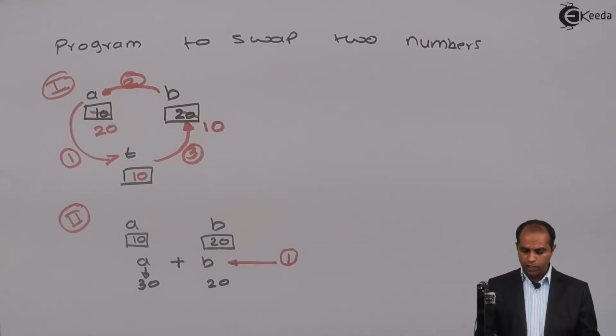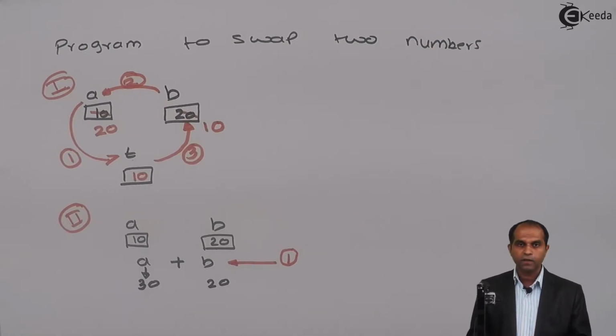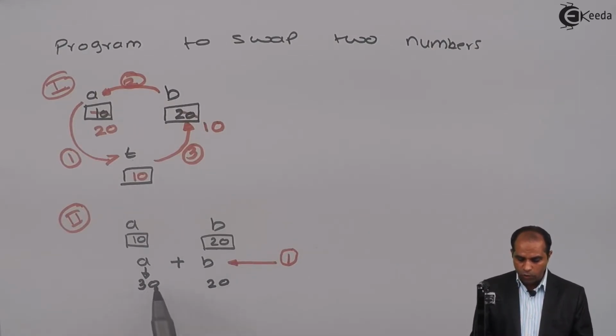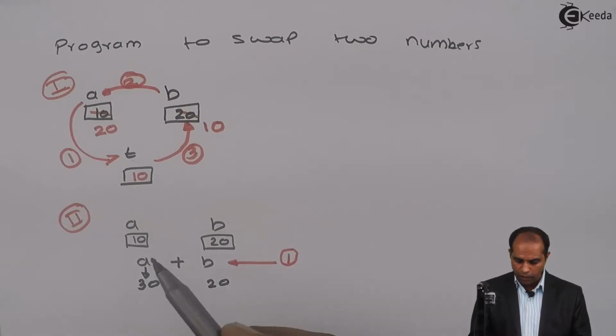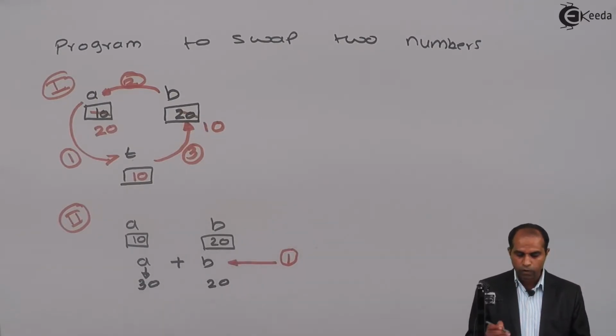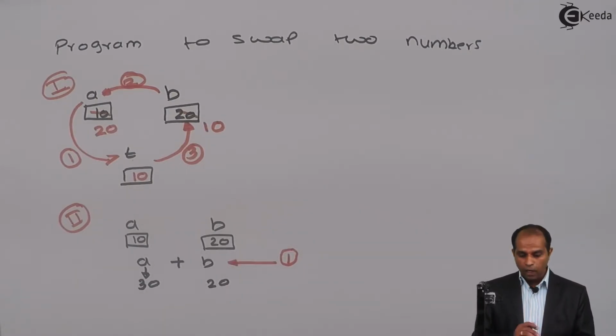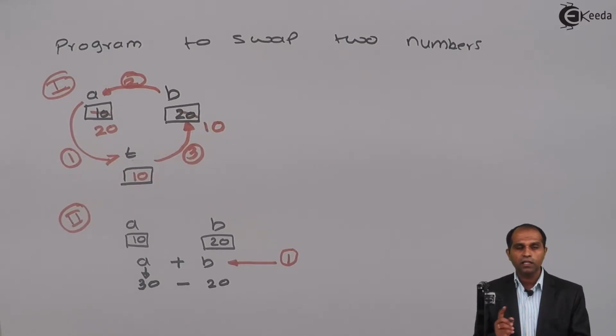So in the first process, what I did was I added A and B and stored the result into one of these variables. So the fresh values of A are 30 and the fresh value of B is 20. Now for the next process, what I'll do is I'll subtract the result variable. The result variable is A in this case. Subtract these two, 30 minus 20, and store the result into the other variable.